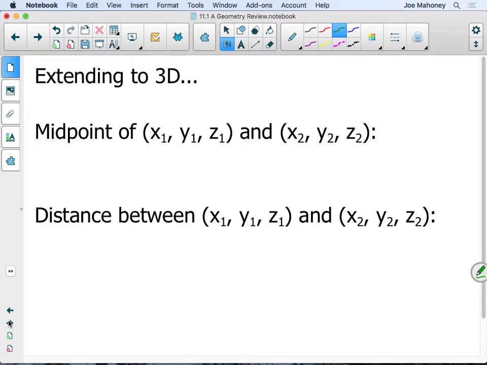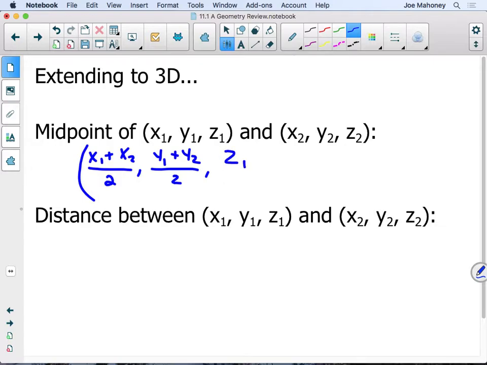Check it out. We can do a three-dimensional midpoint formula. Again, it's just the average of all three coordinates. That's all it is. Good stuff there.